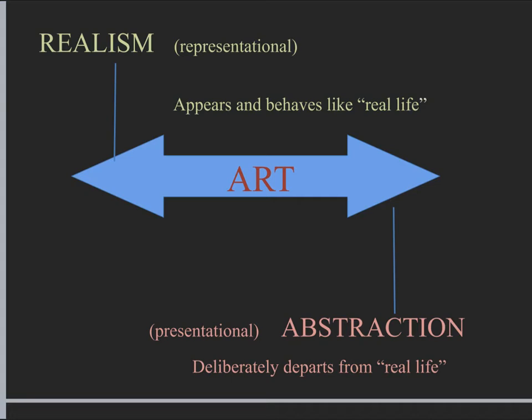So think of this as a continuum. On one end of the spectrum, we have realism, which is very representational, right? Appearing and behaving like real life as much as we can. And at the other end of the spectrum, we have kind of pure abstraction, where we are as far away from real life as we can get, very presentational.